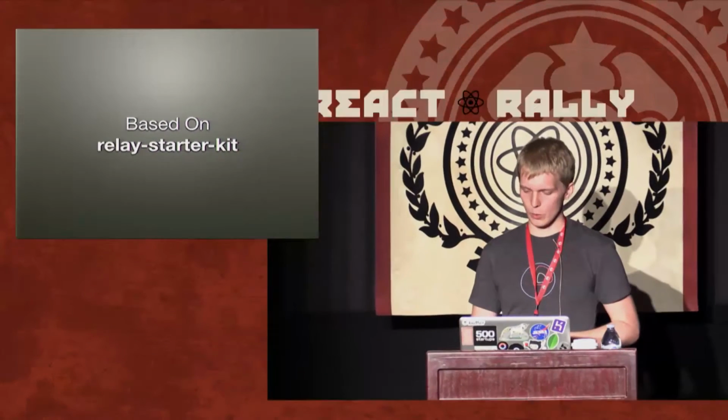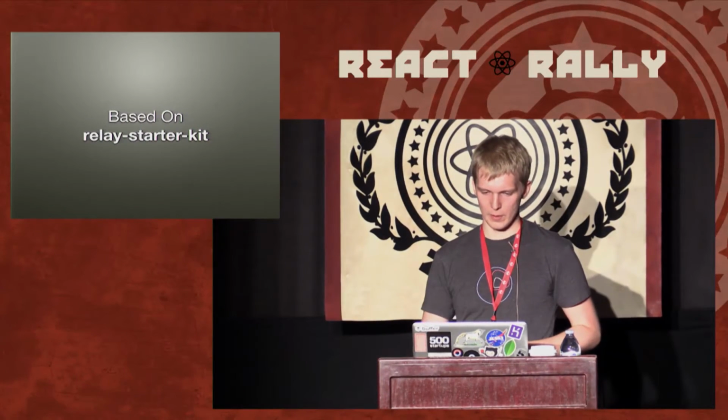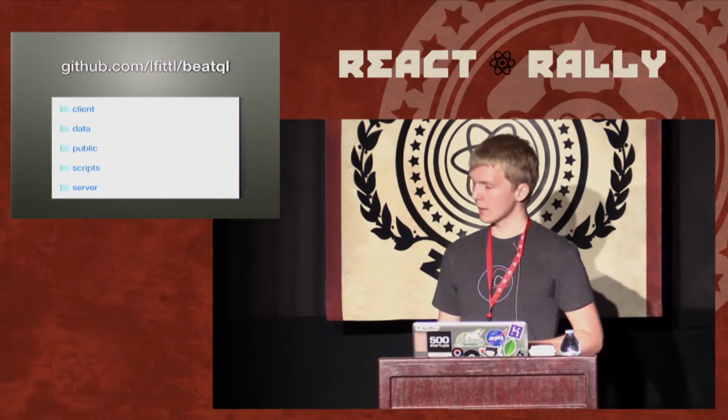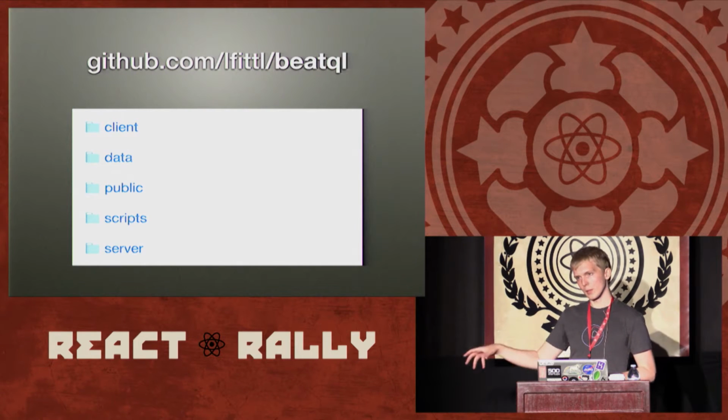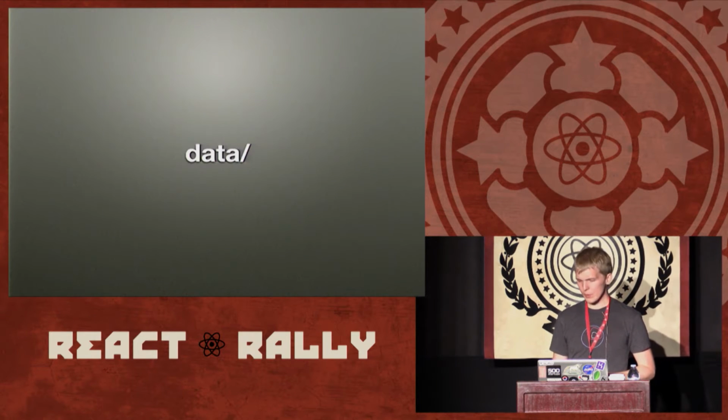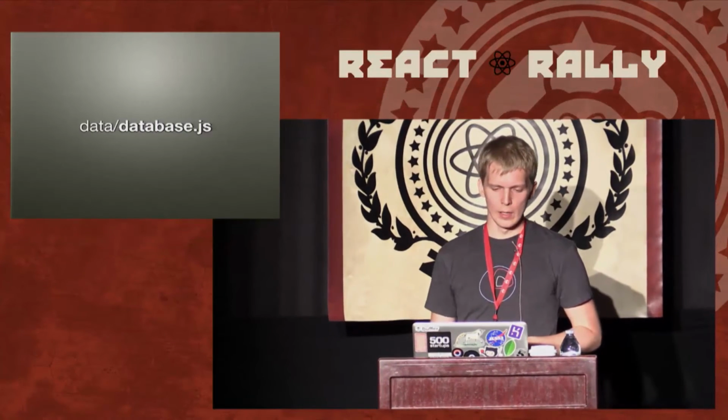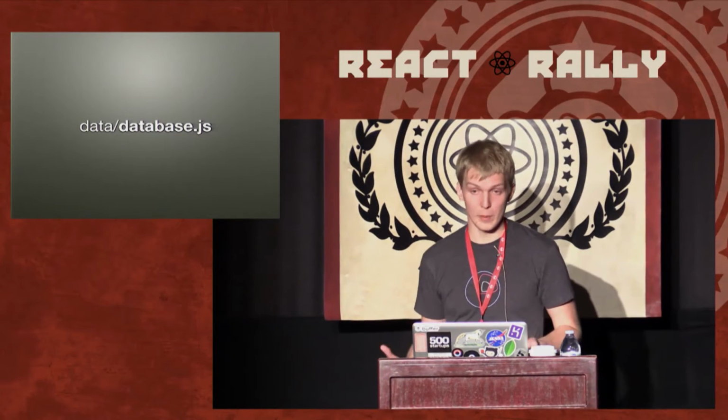And the code is based on Relay Starter Kit, because that's easy. So again, looking at this, we have a pretty simple layout. We have a client, we have a data folder, and we have the server. Then there's public and scripts. It doesn't matter as much, and we'll focus on client and the data. So data is the place where we have the GraphQL schema, and also the place where we load the information from the database.